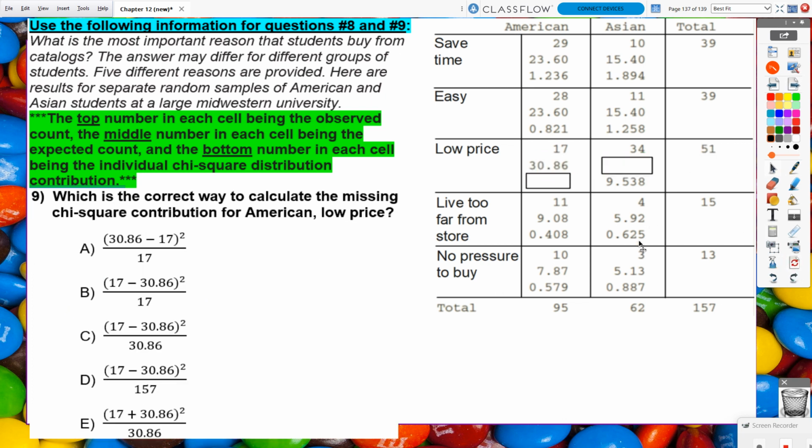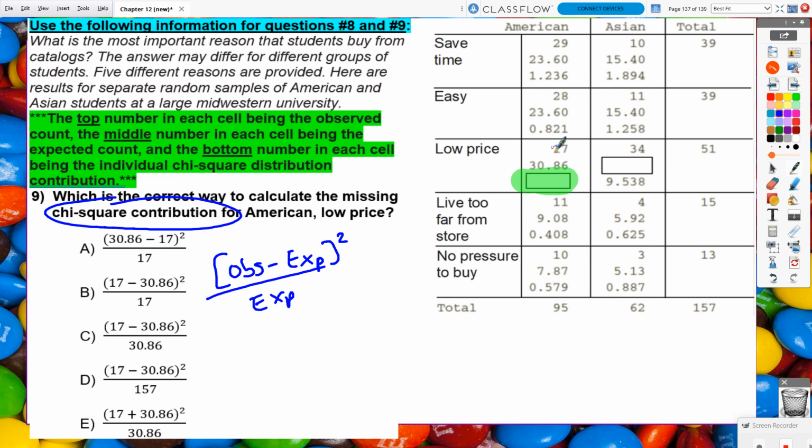Now, number 9. You might go, there was another blank in there. That's number 9, which is the correct way to calculate the missing chi-square contribution for American low price. So how do we get this number? Again, they want that individual chi-square contribution. We need to do the observed minus expected, quantity squared, divided by expected.